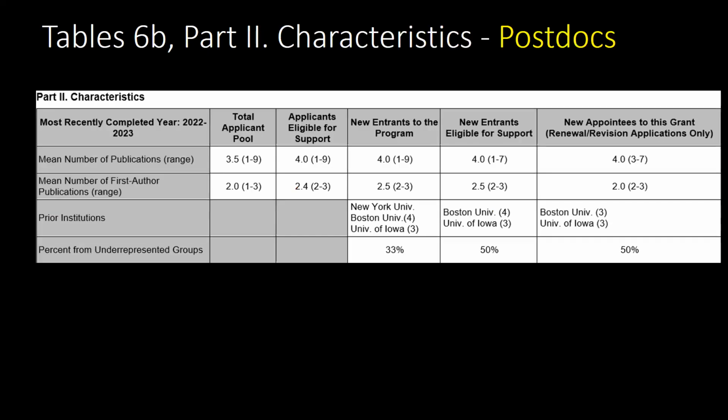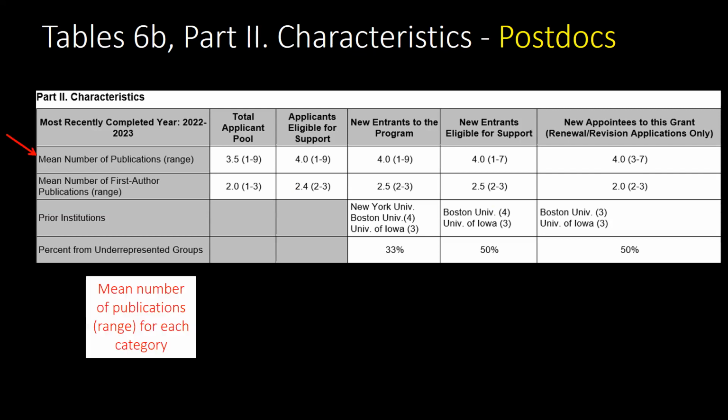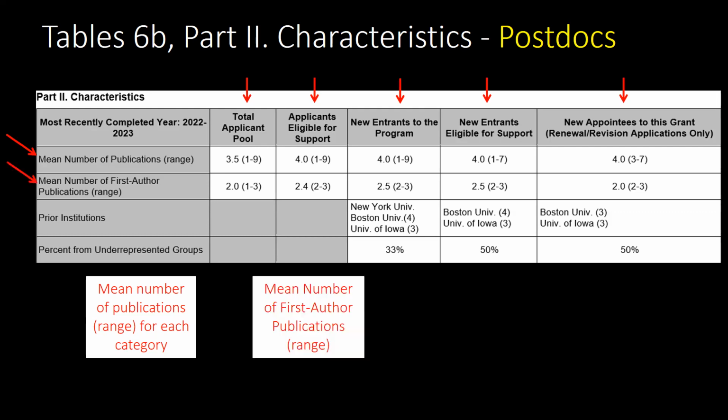Their table part 2 is slightly different, and they get into the mean number of publications the applicants have at the time of applying. For the total applicant pool, the mean number of publications was 3.5, ranging from 1 up to 9. And then the actual eligible for support, the new entrants into the program, and so on, those that are eligible for support and then put on the grant. And then it wants to know how many first author papers that postdoc has. Prior institutions, we went through that. Underrepresented groups, same thing there.